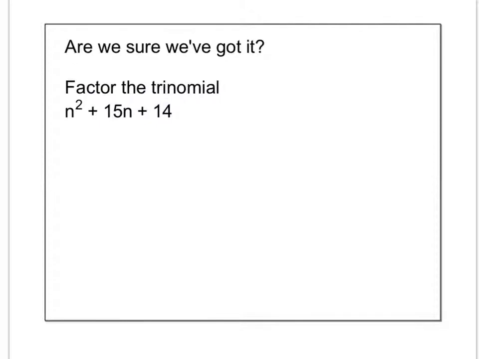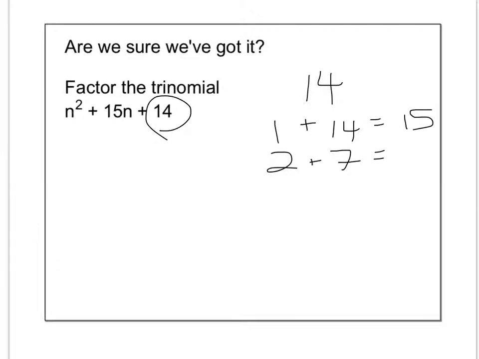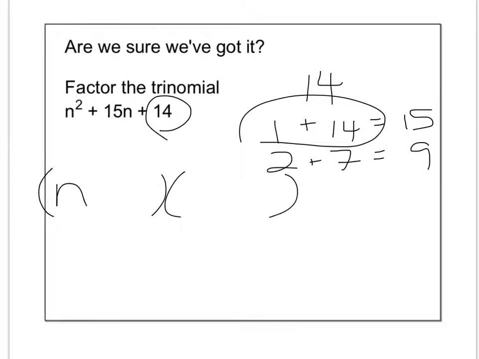Let's try one more and then start doing some practice. So we're going to look at 14. You're going to list all your factors of 14. We only have two pairs. Then we're going to add those combinations together, and I need to get 15. So your first combination of 1 and 14 will work. So we write out our binomial. So n plus 1 and n plus 14 are your two answers.